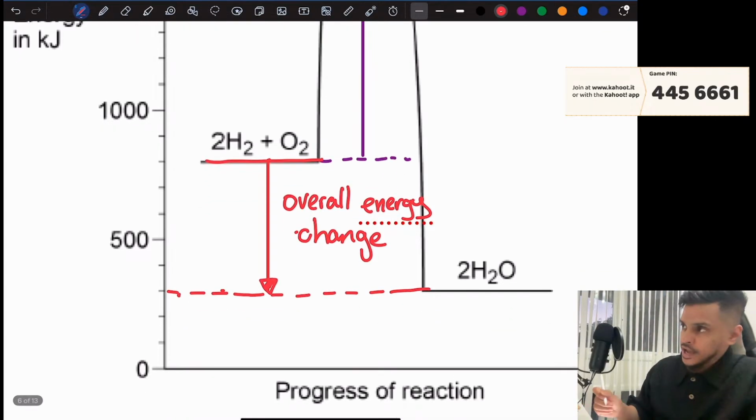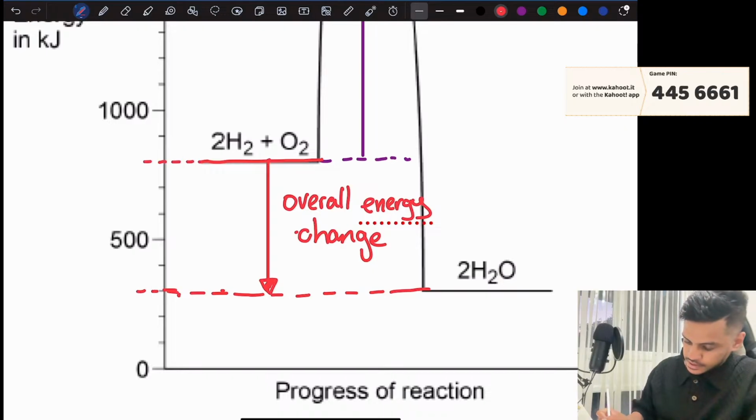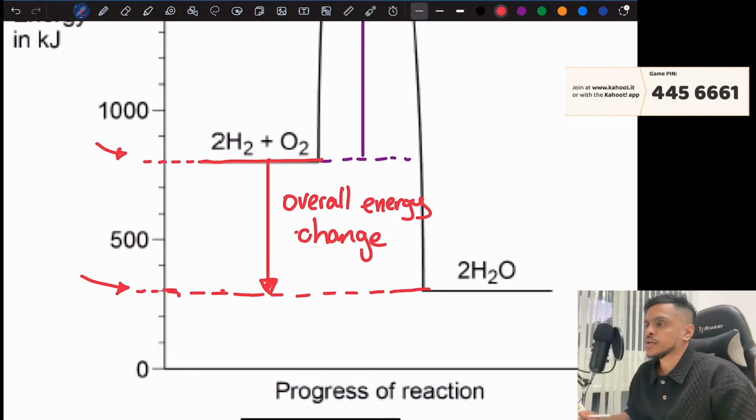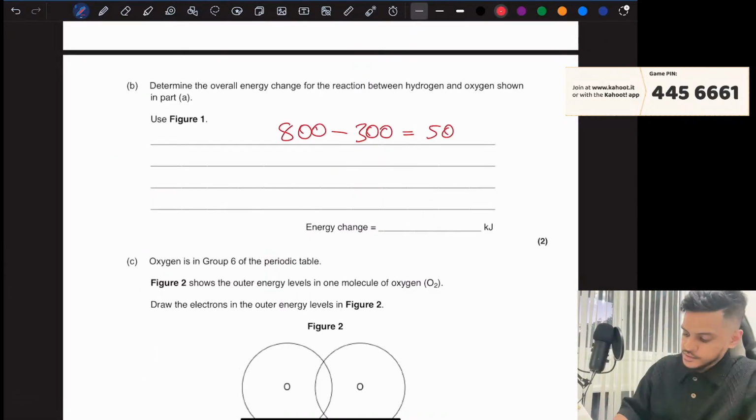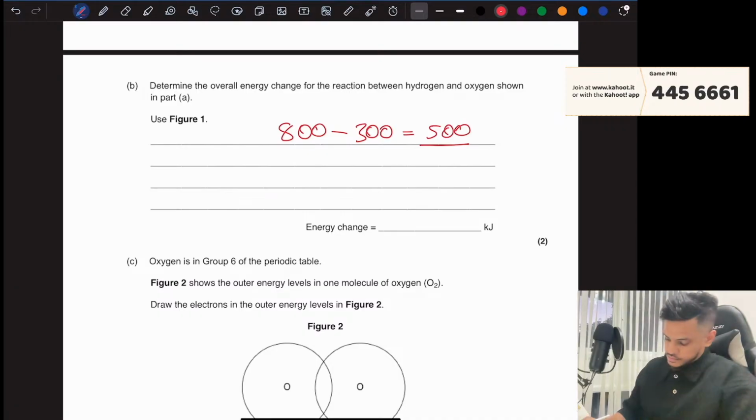So if we want to actually find out what the energy change is, you want to read off the numbers from the graph. Here and here. What do you guys think? What's that number? What's that number? You guys getting it? Looks like people are understanding this, so that's good. Top one's 800 exactly. Bottom 800 and 300. 500 kilojoules. All right.